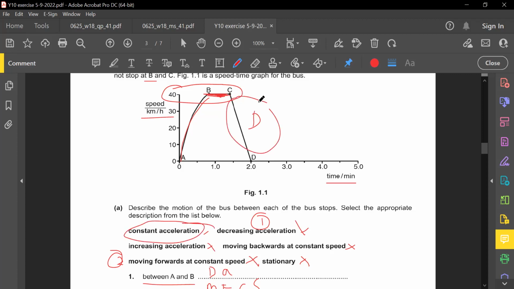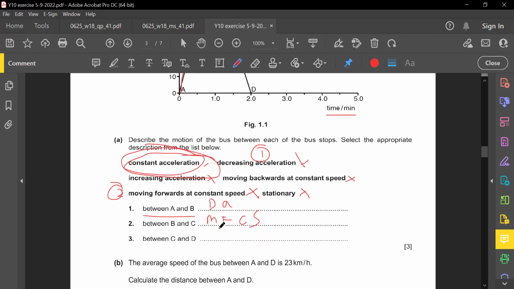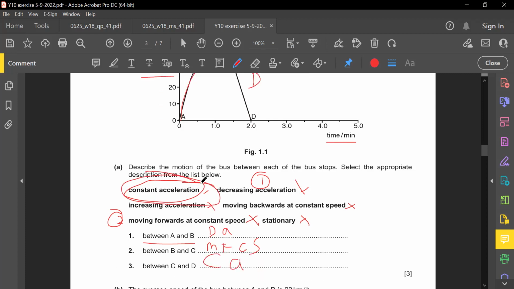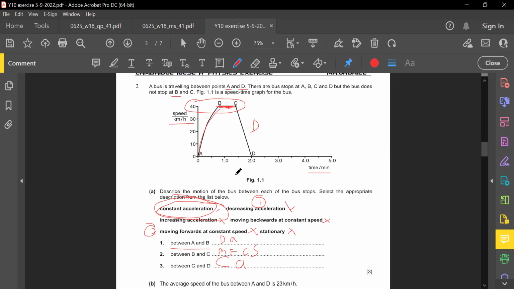Because this is a straight line. Yes, very good. If it is a straight line, yet again, it means it has a constant deceleration. In this case, here is constant negative acceleration. It's constant acceleration here, right? And this is the way you're supposed to answer these questions, guys.